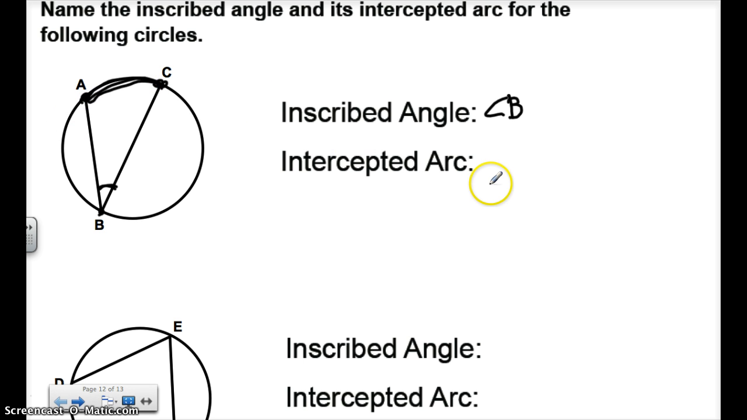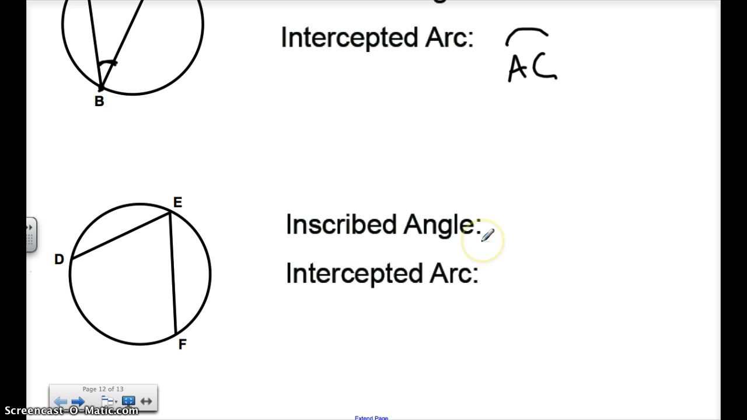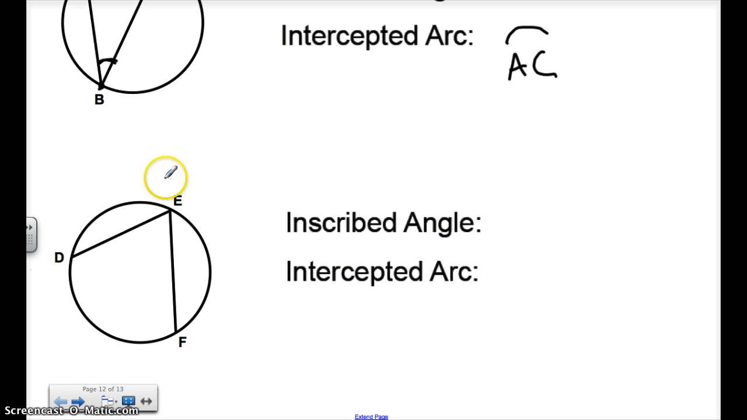So our intercepted arc would be arc AC. Try the second one. If we move down, the inscribed angle, well, the vertex is right here, so that's angle E. So our inscribed angle would be E, and our intercepted arc would be this part, from D all the way to F.